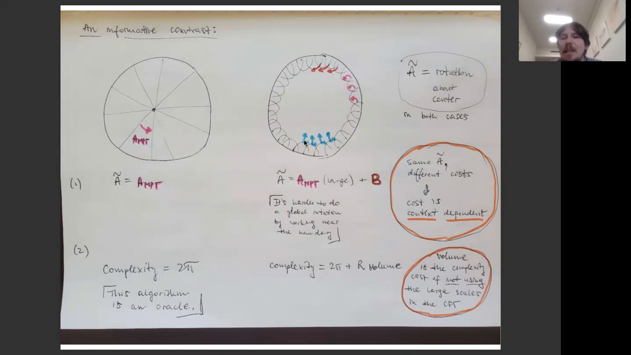Whereas in here, I actually have to do some computation. And the reason why I'm doing this computation is that I'm trying to move only the modular modes of these small regions. And only working with those, but not working with the largest scales in the field theory, makes me incur a cost, which is just the volume. So the volume is the complexity cost of not using the large scales in the CFT. That's something I advertised before, but I think we can see it from this slide.